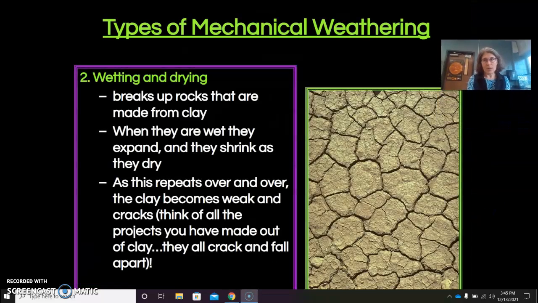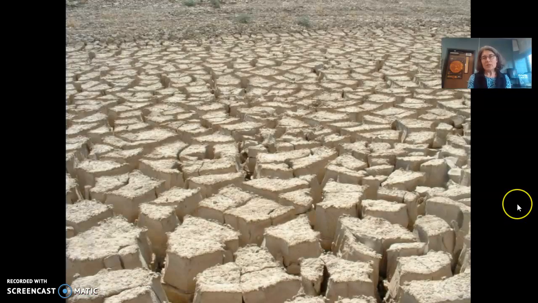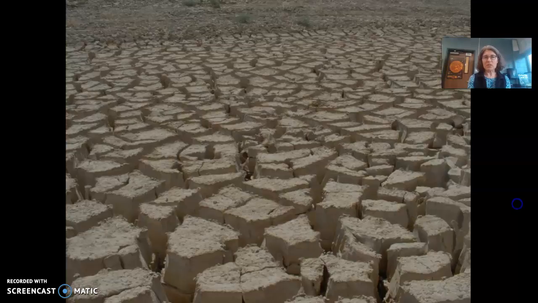Another type of mechanical weathering has to do with wetting and drying. So this happens when rocks that are made from clay break up, and clays will actually absorb a lot of water. When they do, they expand. When clays release that water, they shrink. And so when you have particles that are next to each other that are expanding or shrinking, that causes them to break apart. So when that happens over and over and over again, those cracks will form in different locations, and that can tend to break those particles apart into smaller pieces. So this is a big example of what would happen with mud cracks. They can actually be several inches deep.